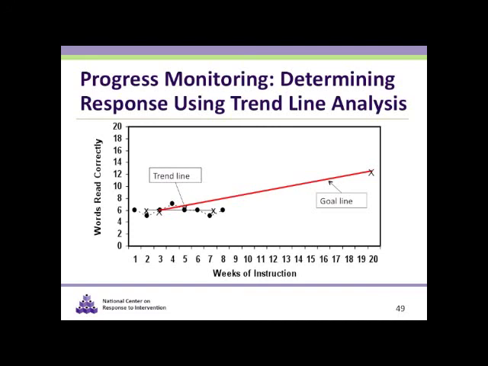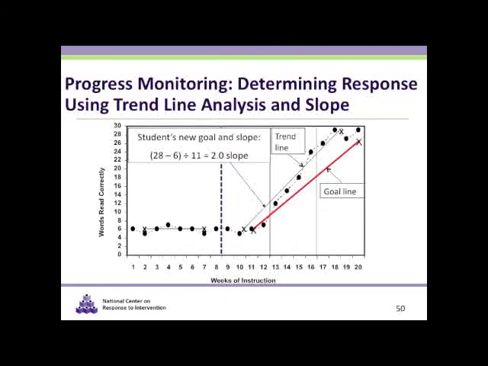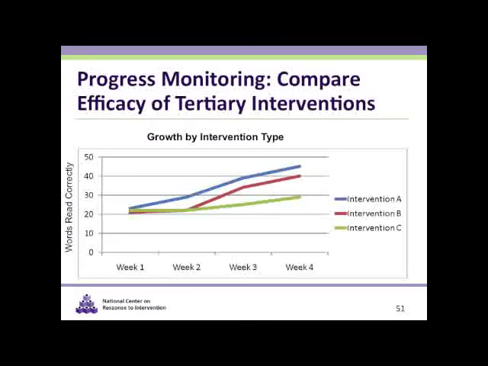In looking at the data and the graph that's on the slide, you'll see that because the student's trend line is below the goal line, again, we would consider making an instructional change. Based on this student's performance on the previous intervention, the team decided to change its intervention. On this graph, the slope of the student's trend line after the change of instruction is steeper than the slope of the goal line. As a result, we might consider raising the goal or discontinuing the more intensive instruction.